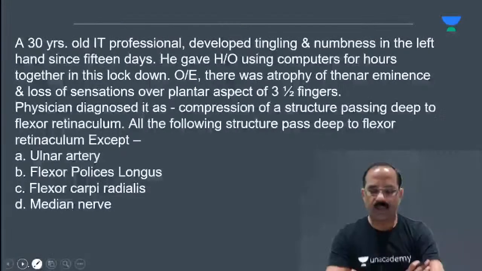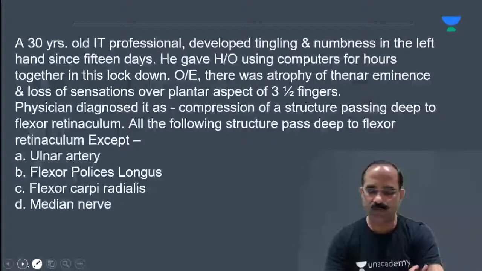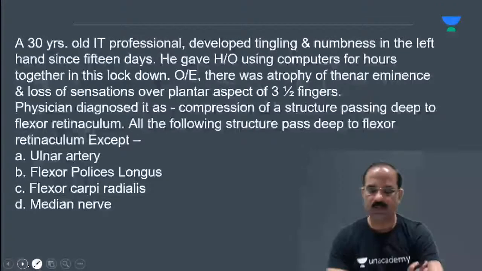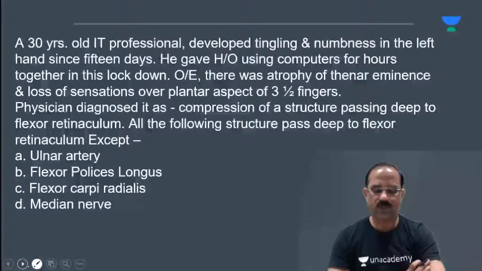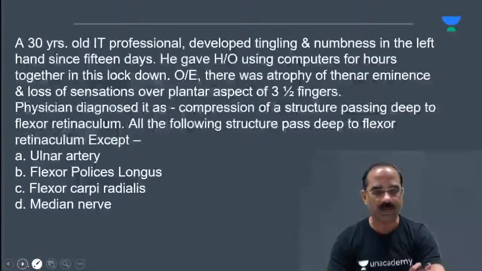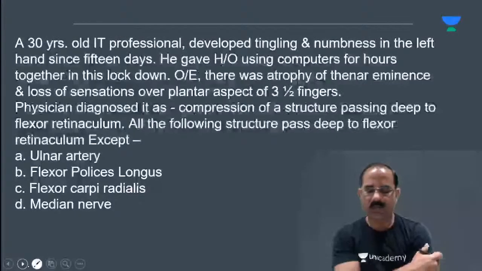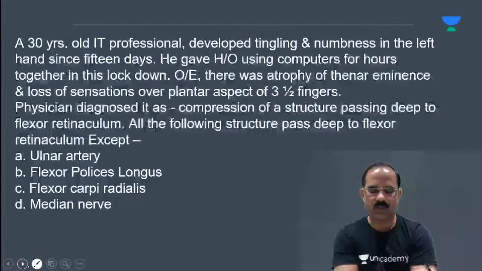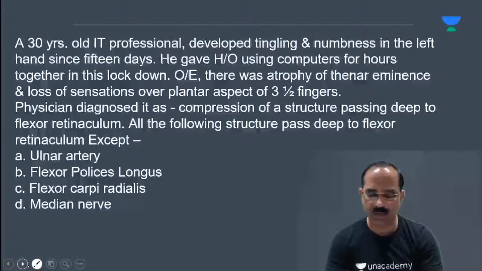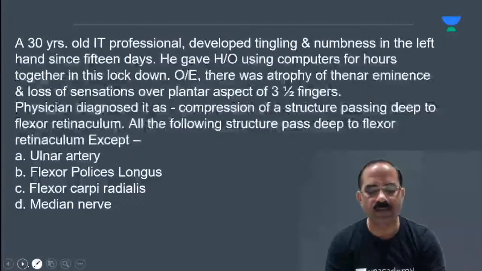A 30-year-old IT professional developed tingling and numbness in the left hand since 15 days. He gave a history of using computers for hours together in this lockdown. On examination, there was atrophy of the thenar muscles and loss of sensation over the palmar aspect of 3.5 fingers. The physician diagnosed it as compression of a structure passing deep to the flexor retinaculum. All the structures pass deep to the flexor retinaculum except.